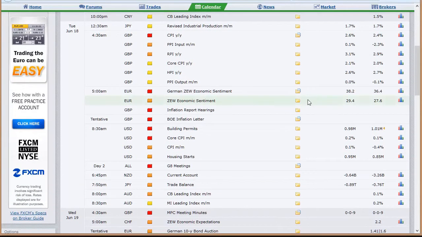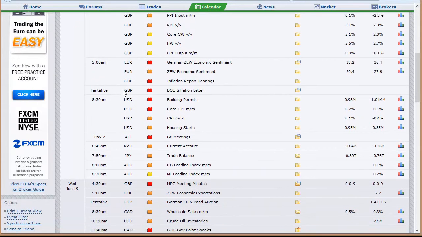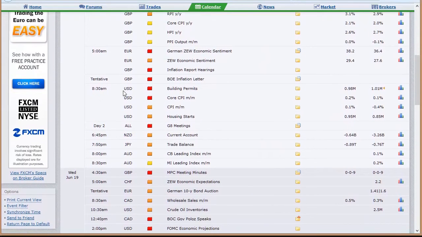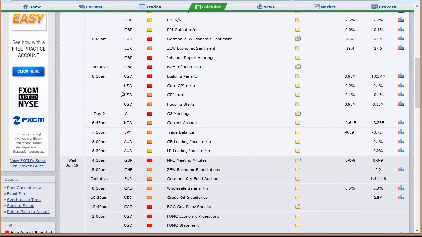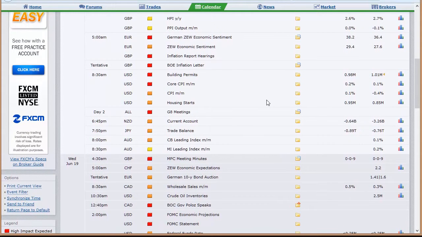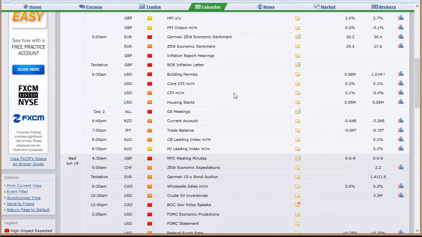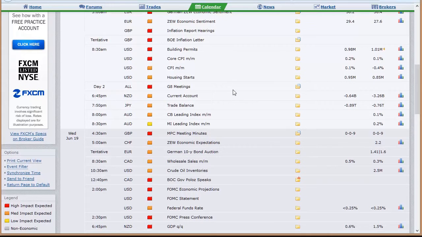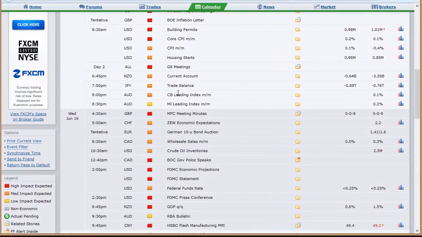Revised industrial production out of Japan going into Tuesday. CPI, PPI, RPI, HPI. It's a lot of PIs out of the UK, and then Europe's got ZEW economic sentiment, some inflation reports out of the UK. The US CPI data is one of our big 3 each month, so we will be half-sized going into Tuesday ahead of that big number. We also have a 2-day Fed meeting that starts Tuesday with the announcement on Wednesday, so we'll be half-sized going into Wednesday as well.